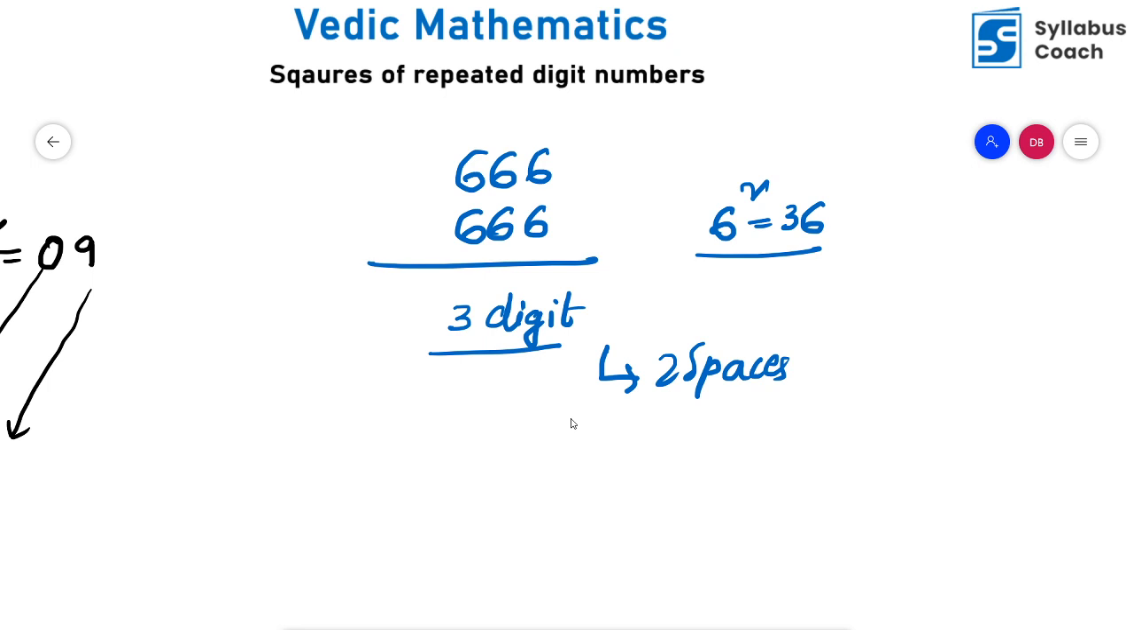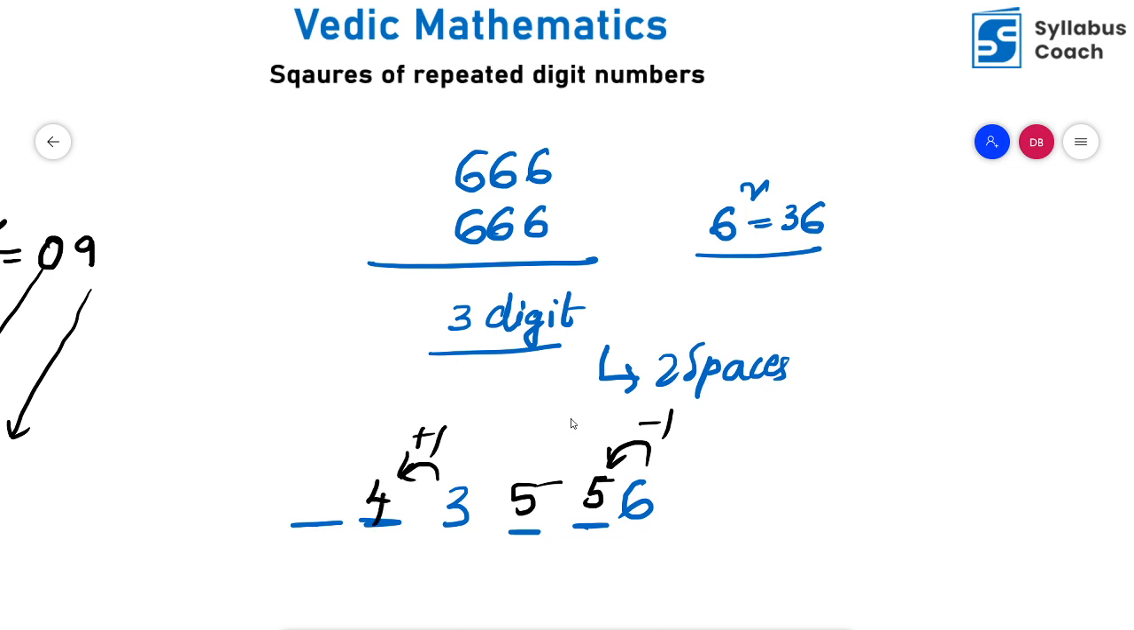So how am I going to write? 6, and then 2 spaces, and then 3, and then 2 spaces. Then you are going to reduce 1 from 6, which makes it 5, 5, and then you have plus 1, so it is 4 and 4. So the answer for this question is 4, 4, 3, 5, 5, and 6.